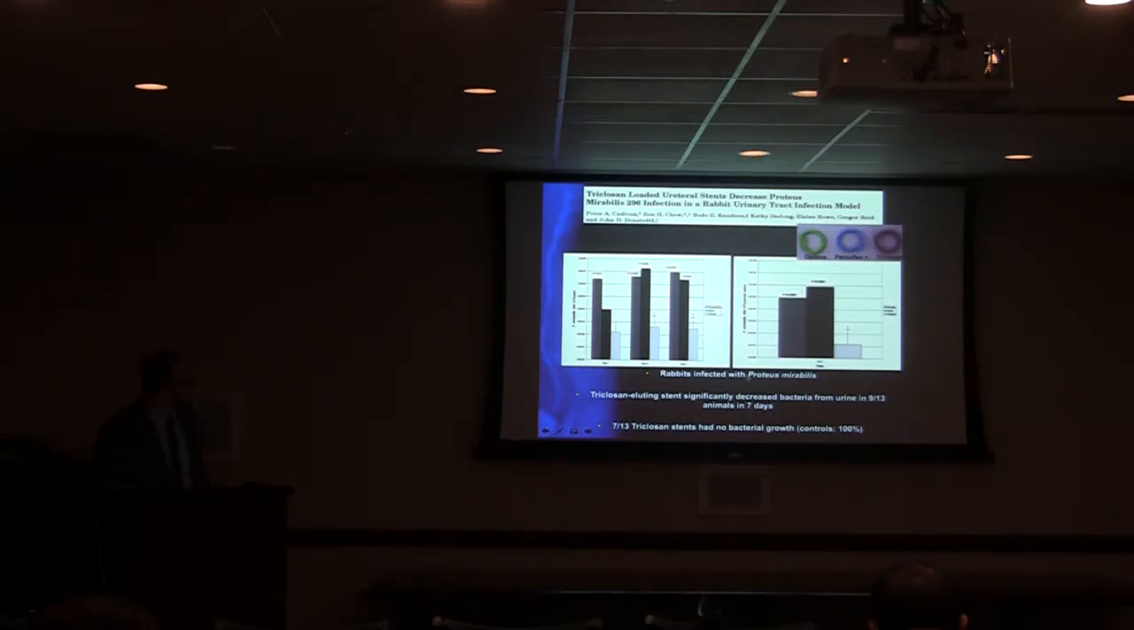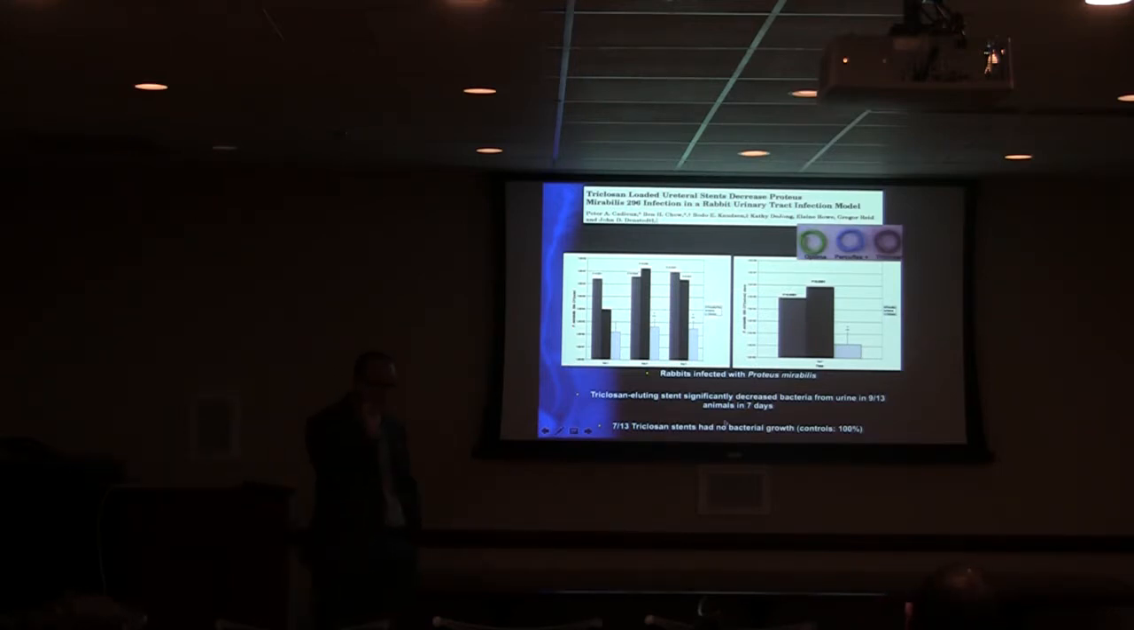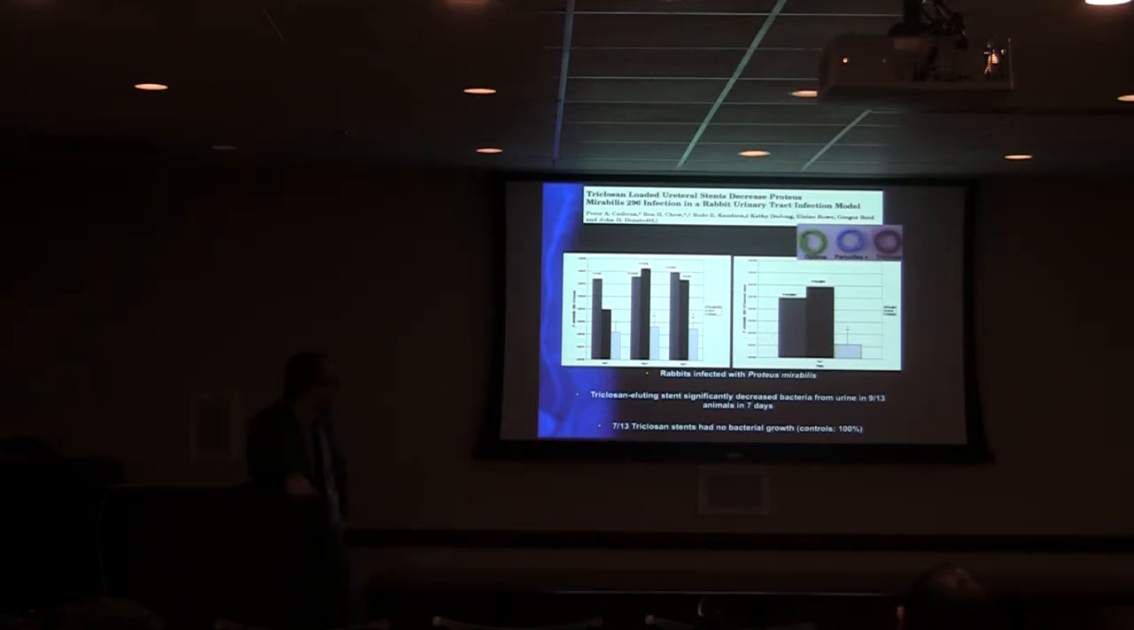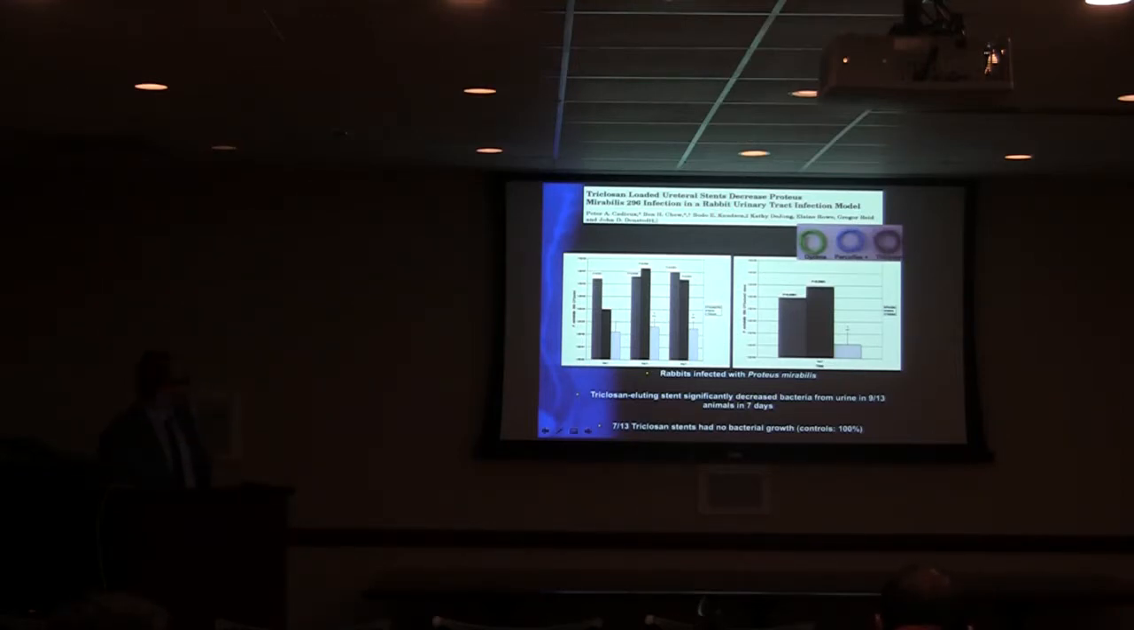And incidentally, these rabbits were infected with Proteus mirabilis. Why is that significant? Well, Proteus is urease-positive bacteria. So here, not only could you look at decreased infection, but you could also look at decrease in the device surface. So the end result, triclosan eluting stents significantly decreased bacteria from urine in the majority of the animals within 7 days. You can certainly see that in the graph here.